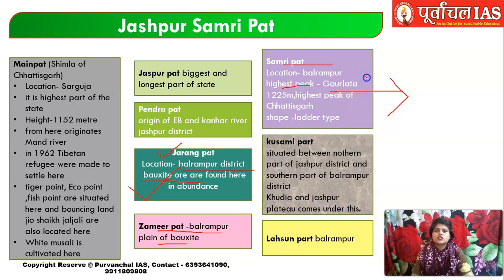But here the highest peak of Chhattisgarh is Gorlata, which is found in the Samri part area, and this is the highest region I told you in the beginning only. And its shape is kind of ladder type, so you can find a ladder type of shape here in Samri part.